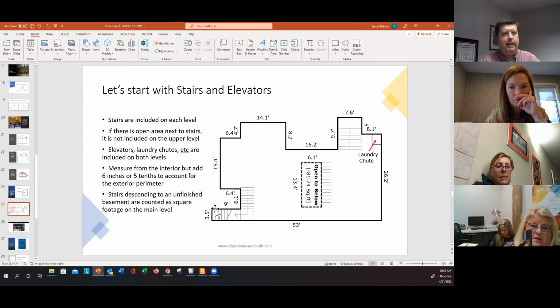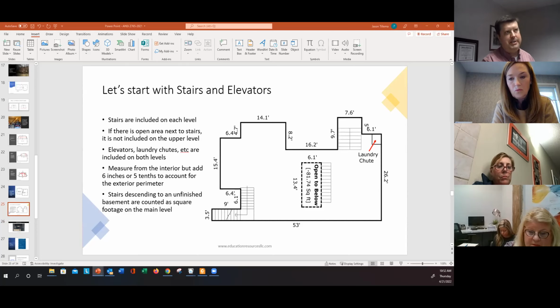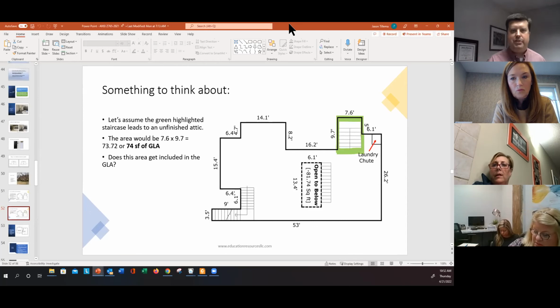Real quickly here, this one's kind of an oddball one, but you guys may come across it, and so I do want to bring this up. I'm going to pull up my other PowerPoint here. You may come across a situation like this. If that green highlighted staircase is a finished area right there, and it's leading up to an unfinished attic, staircases are to be included on each level that they serve.